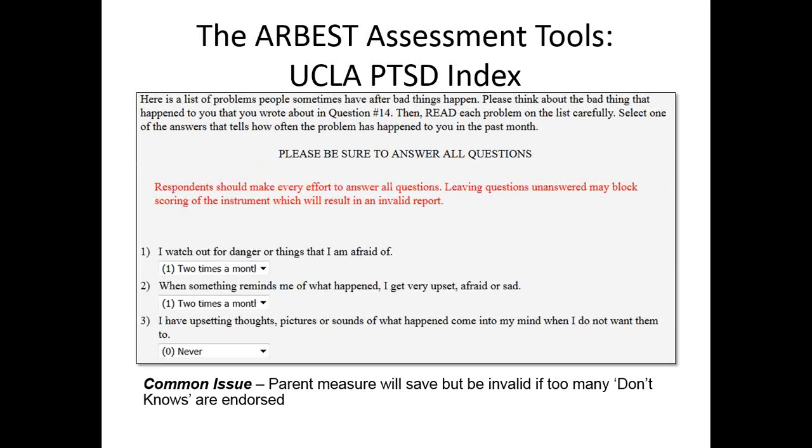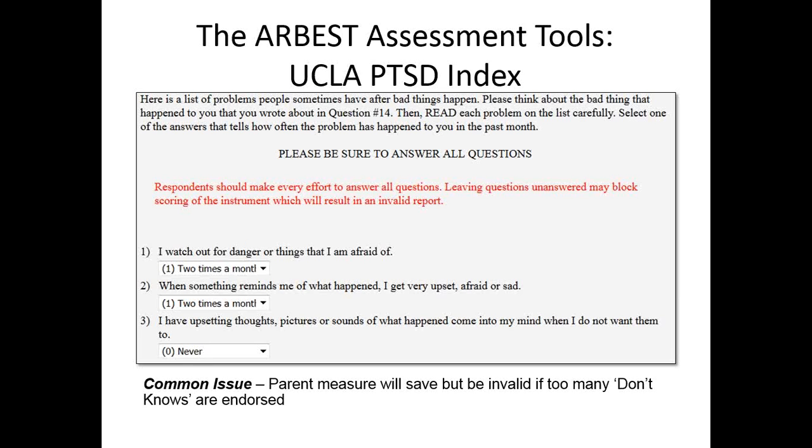Okay, one of the common issues, and this is just another screenshot of the UCLA, is on the parent measurement, especially for foster parents or others who don't have a lot of background information on the trauma, or weren't there. They might have a tendency to answer don't know a lot of the time. The assessment will save, but it won't be valid. How our system treats don't knows is like they skipped a question. So if there are too many skips, we're going to throw that out. We're not going to be able to give you a reliable score.